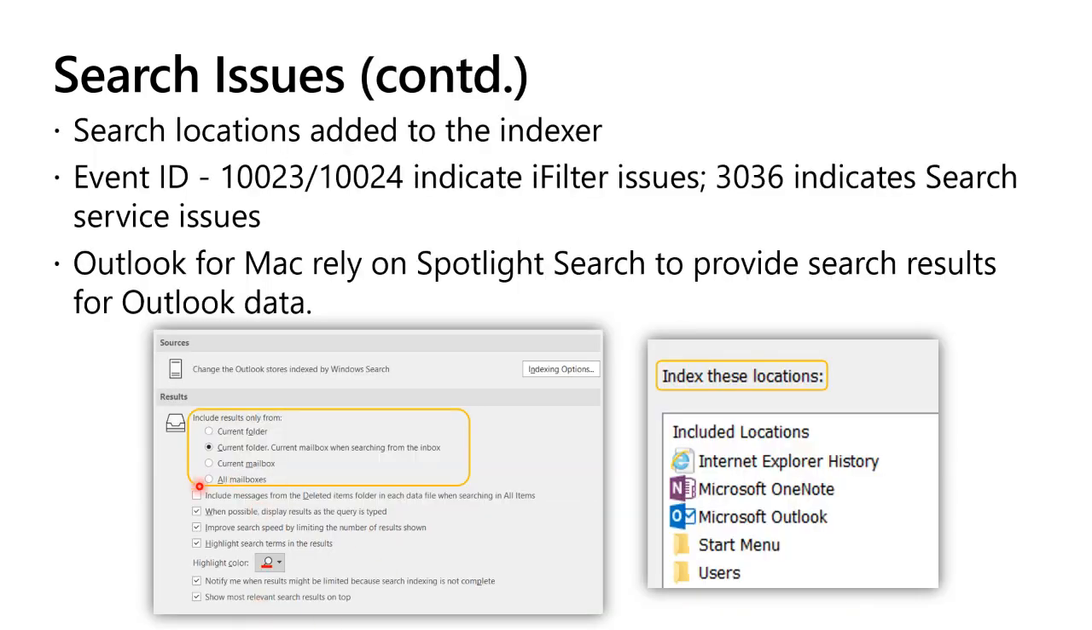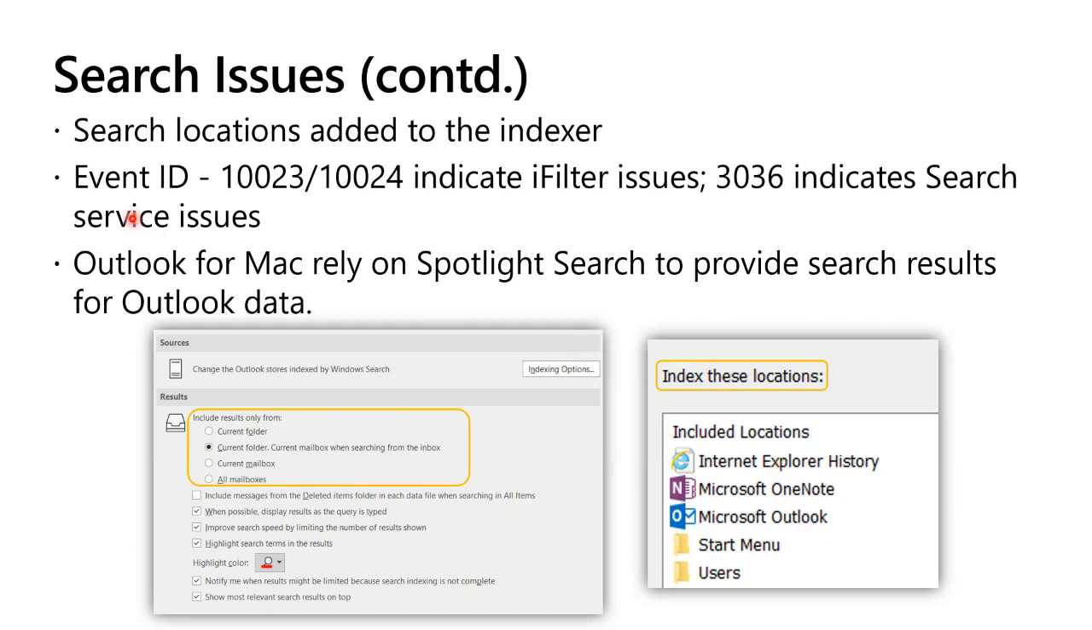So this is the search scope that I was telling you about. These are the scopes like current folder, current mailbox, all mailboxes. All these are the search scopes, and we could modify the different scopes and see if the issue is specific to any of them. And then for search locations, it is good to ensure that Microsoft Outlook is added as a search location under indexing options.